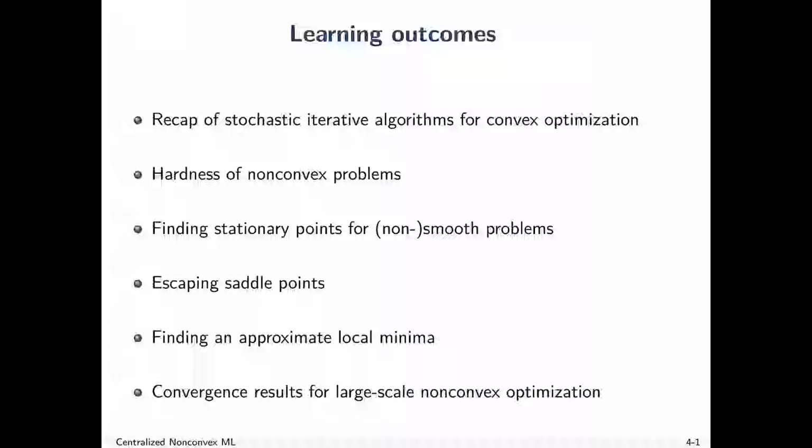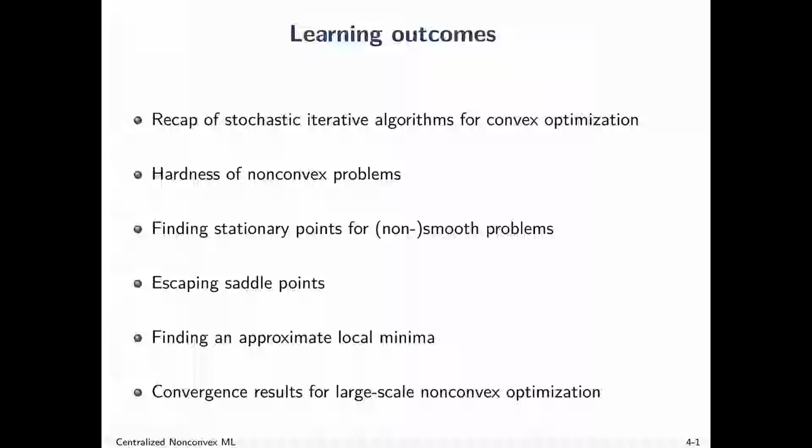Finding stationary points for non-convex optimization. First, what is a stationary point? So far we have seen convexity, optimality, optimal points, but from now on we will only talk about critical points or stationary points. What is their definition and how can we find them?